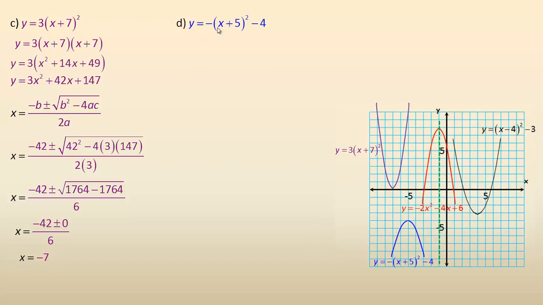Well, what happens to the quadratic formula here? You need to expand out this x plus 5 squared. So 2 times x plus 5 squared.